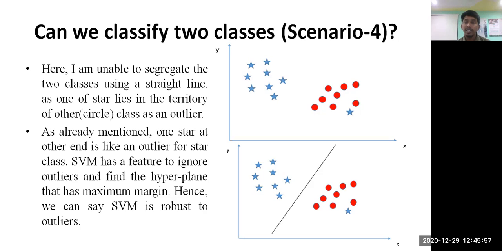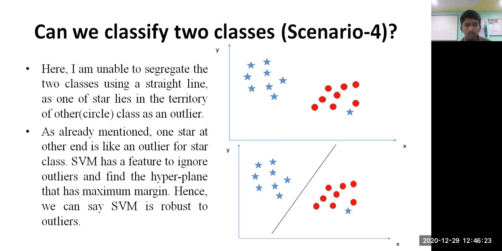So SVM has a feature to ignore outliers. Whenever you have such difficulties in selecting a hyperplane due to one or two points, that point is considered an outlier, and SVM will understand that this point is deviating from the actual path. That's why it is considered an outlier, and that can be eliminated. So outliers need to be eliminated whenever they are causing some disturbance.